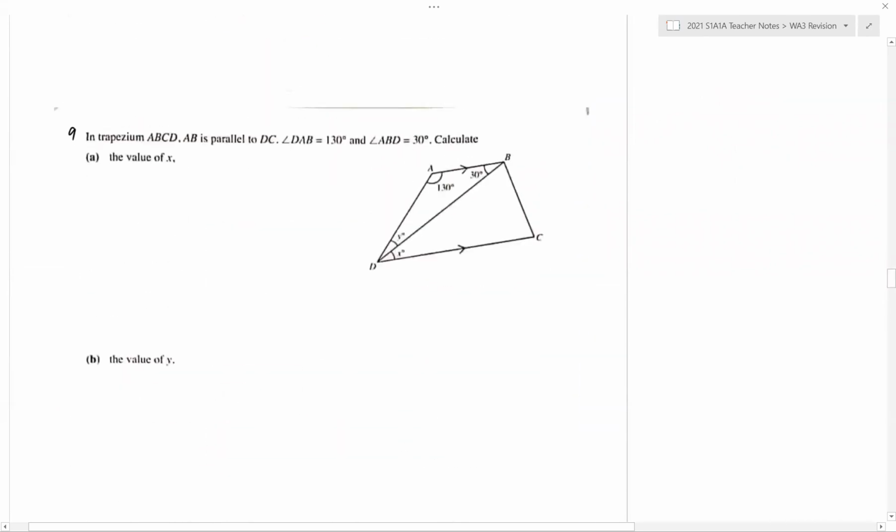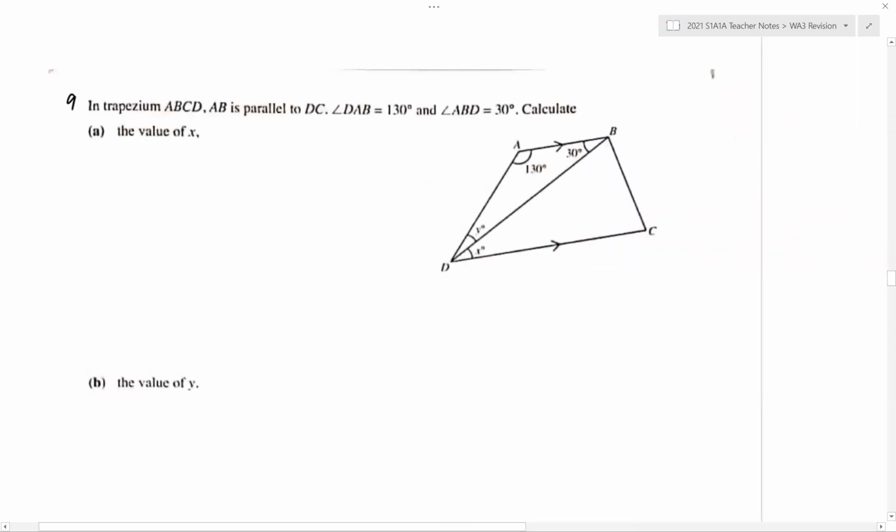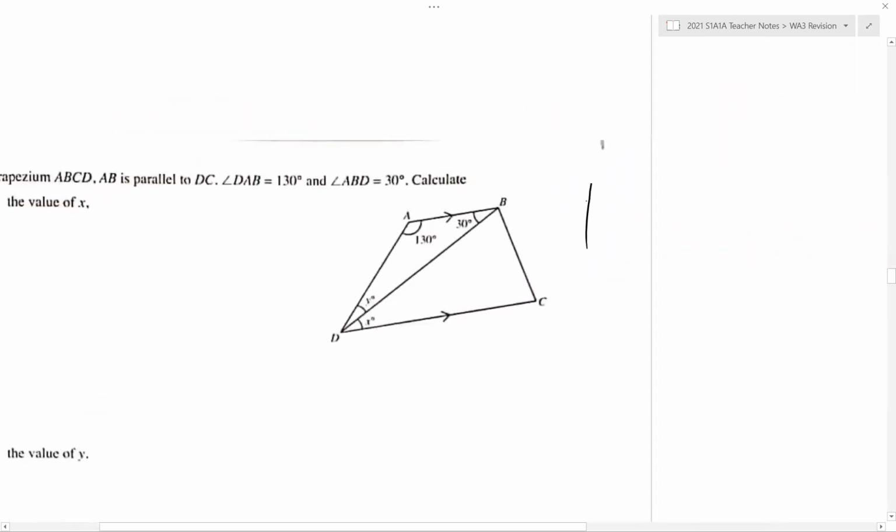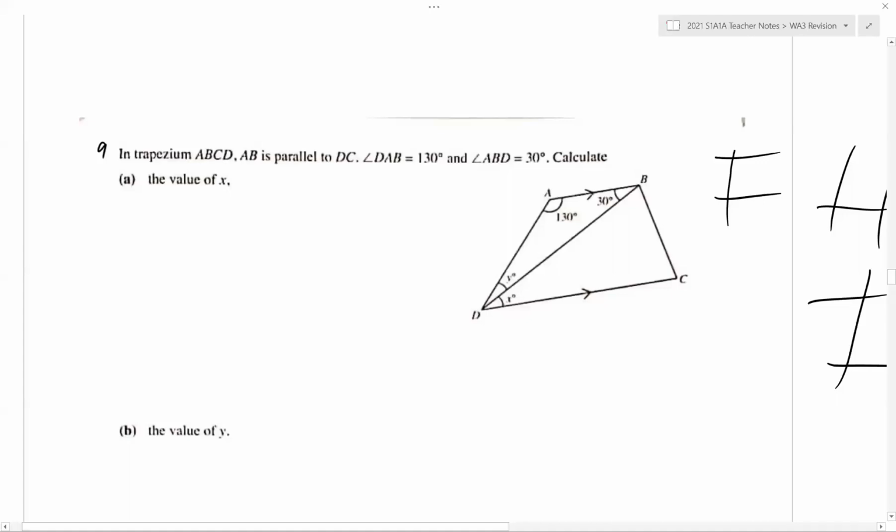Okay, this is the last angle question. AB is parallel to DC. Parallel lines again. Draw your F, U, Z. These are the letters we want to find. Find the value of X.